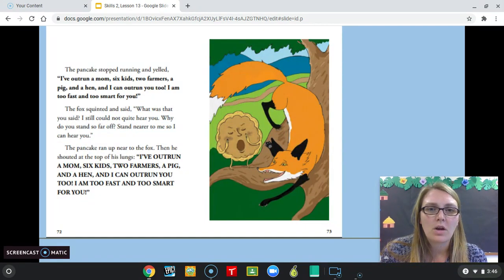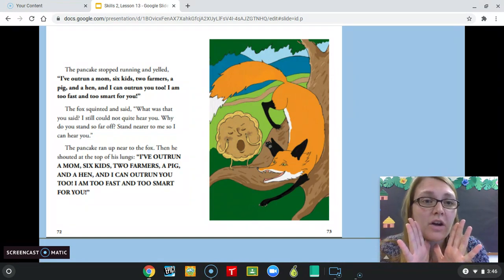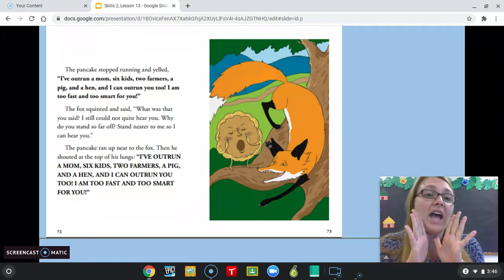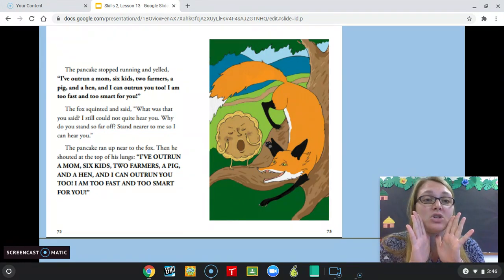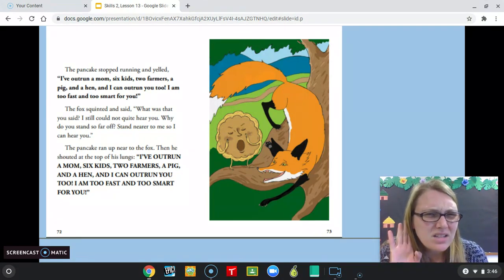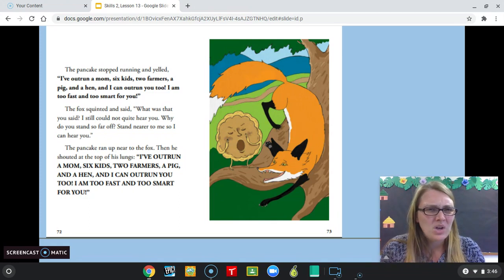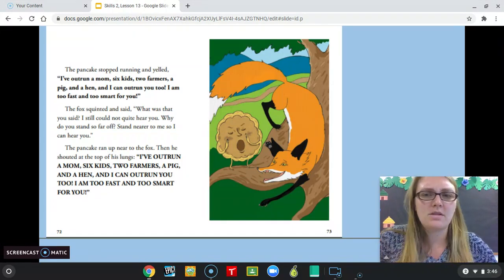The pancake stopped running and yelled, "I've outrun a mom, 6 kids, 2 farmers, a pig, and a hen, and I can outrun you too. I am too fast and too smart for you." The fox squinted and said, "What was that you said? I still could not quite hear you. Why do you stand so far off? Stand nearer to me so I can hear you." The pancake ran up to the fox.